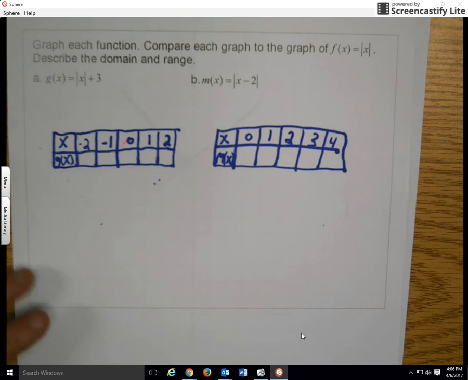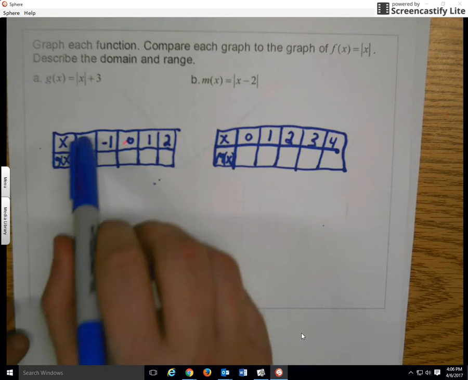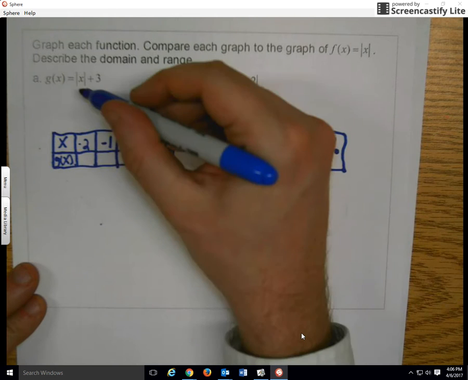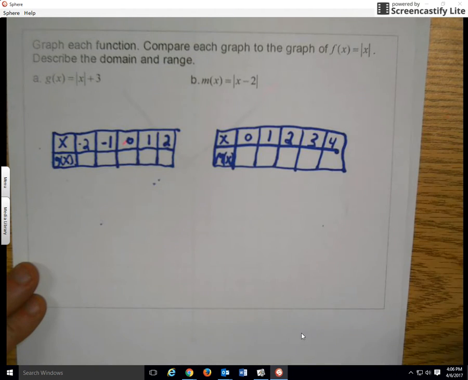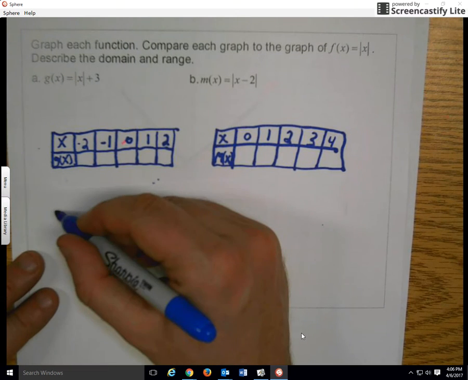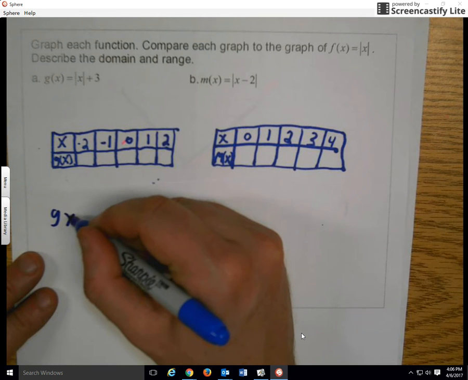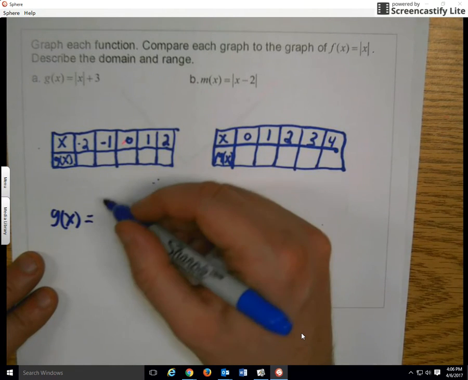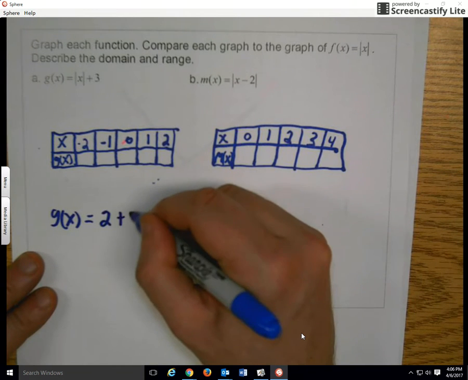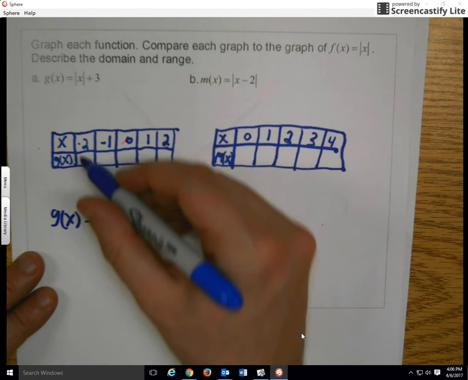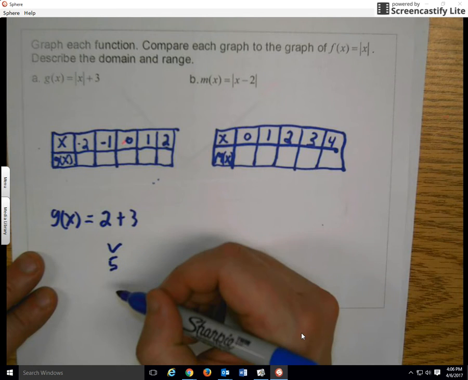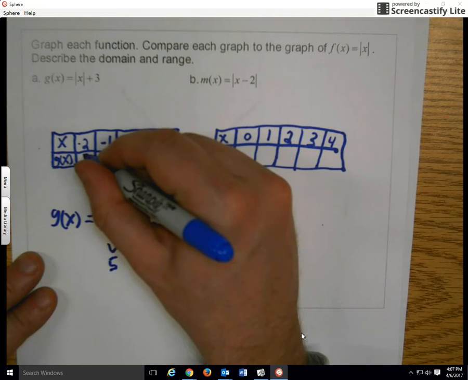Now, one way to do this is just to figure out what each point would be. So, if we were to put a negative 2 in g of x equals the absolute value of x plus 3, well, you would have g of x equals, and what's the absolute value of a negative 2? Well, it would be a positive 2 plus 3. So, if you put in a negative 2, what do you get out? Well, 2 plus 3 equals 5. So if you substitute in a negative 2, your output would be a 5.